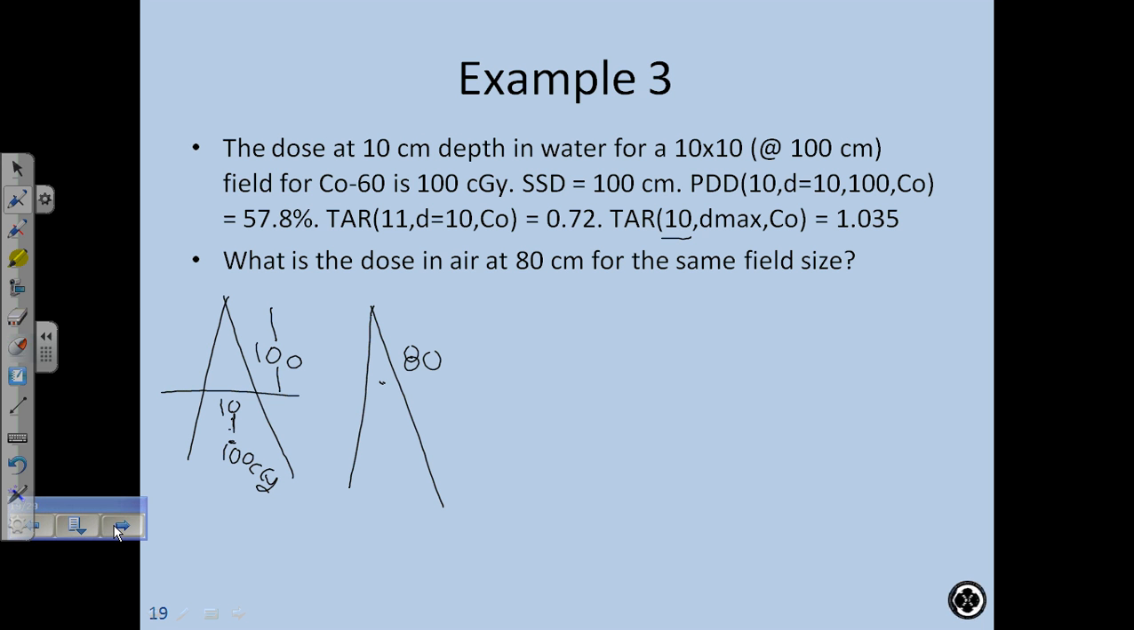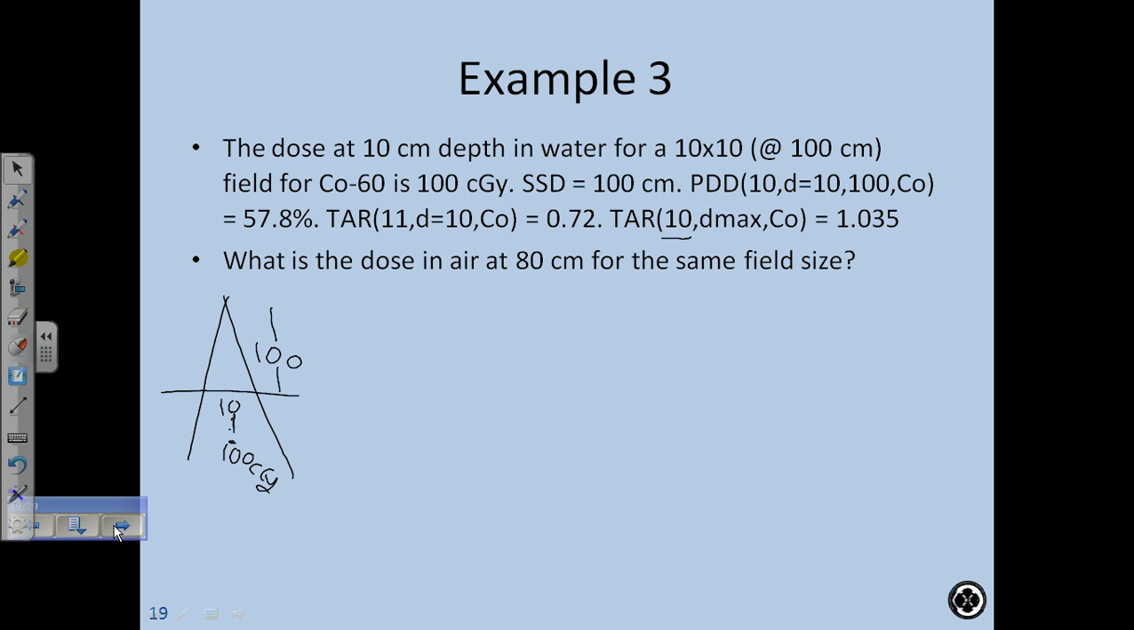So what do you guys think we should do? What's the first step we can take? Convert it to dose in free air. Okay, I'm going to erase this. I think we got 3 steps, maybe. First we have to move the dose to Dmax, then convert the dose at Dmax in water to air, and do our inverse square law.